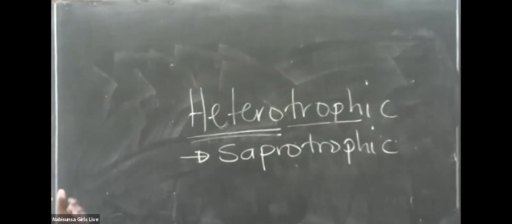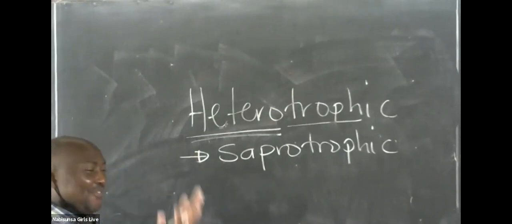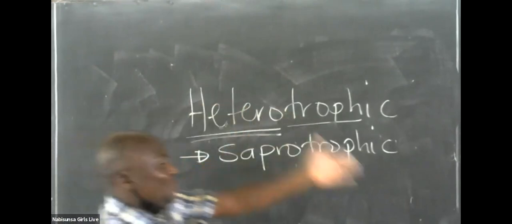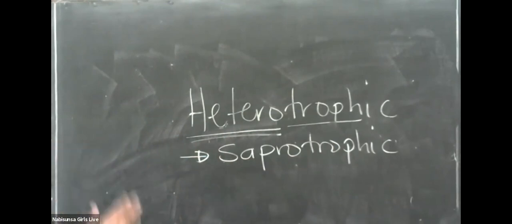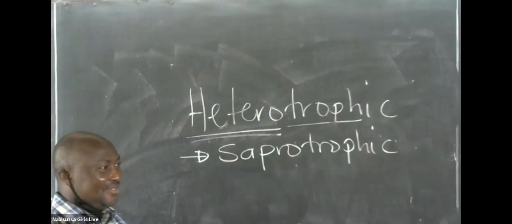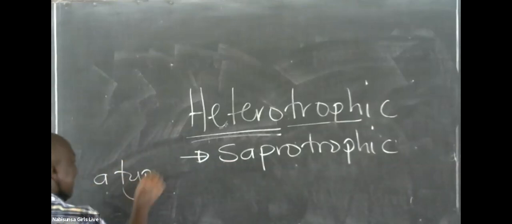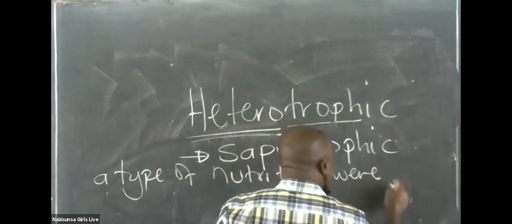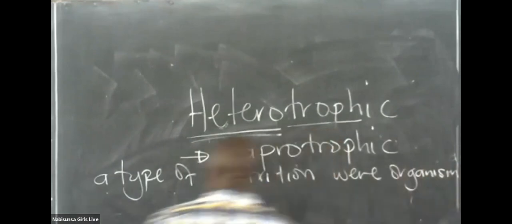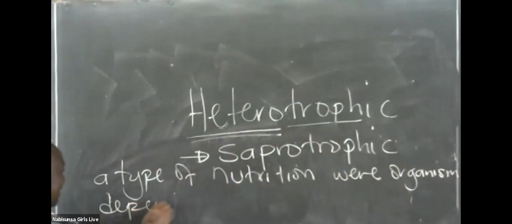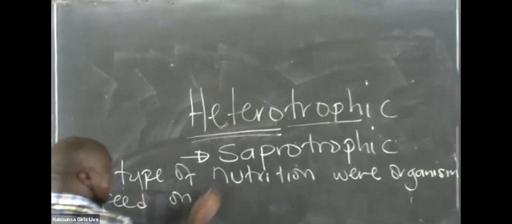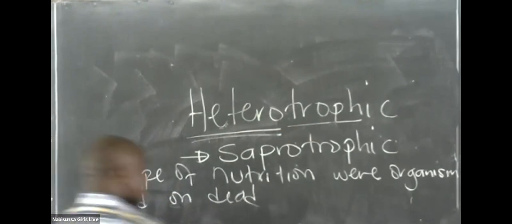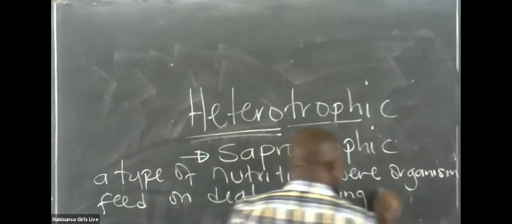That is very good. A process or a type of nutrition where organisms... a type of heterotrophic nutrition where organisms depend or feed on dead, decaying organic matter.